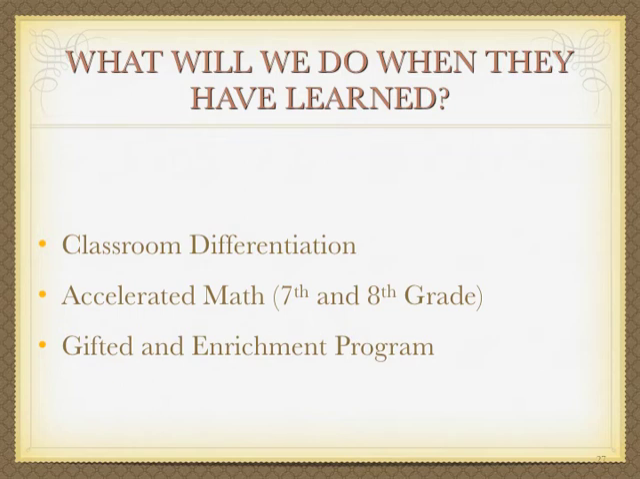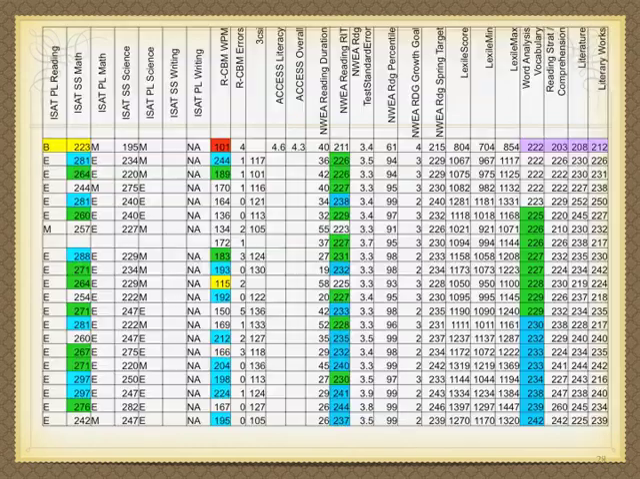When we look at what a kid does when they have learned, we also need classroom differentiation. We don't want children just stabling within the classroom. We really want to push them and get them to grow and move forward. This includes classroom differentiation, once again some flexible grouping. What are we doing when we have IXL in place, and how do we give them different problems? We also look at accelerated math. We have children in 7th and 8th grade that are working a year to two ahead in their mathematics program. And finally, our gifted and enrichment program.